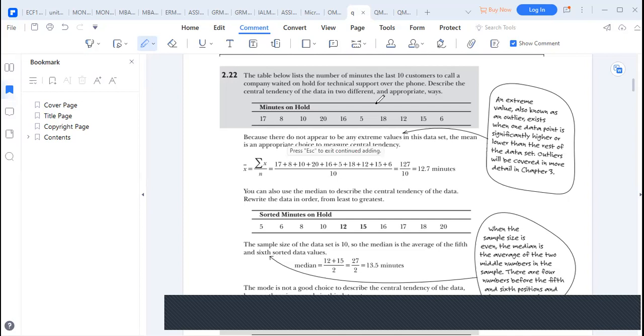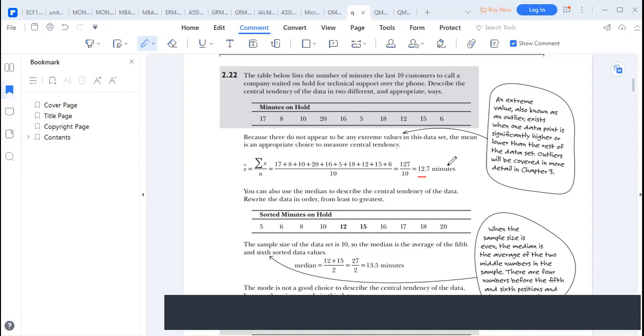Number 1, we have rearranged this. We have found the mean just by adding them and dividing by 10. So here we can simply say that our mean time that a customer will wait is 12.7 minutes on average.